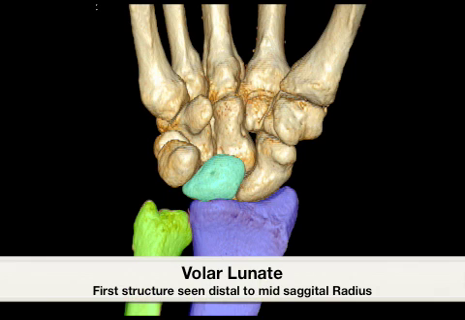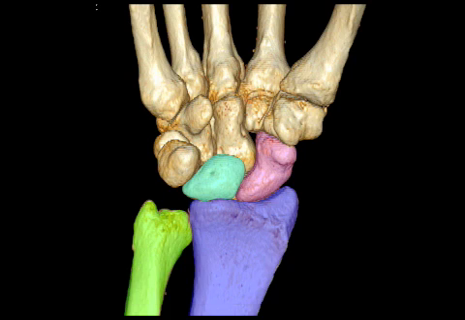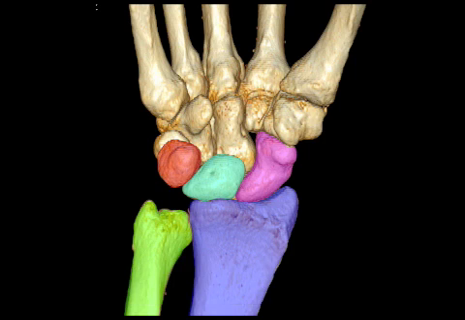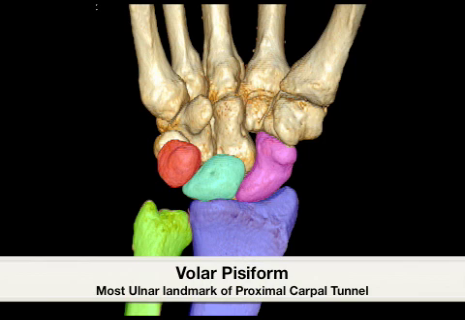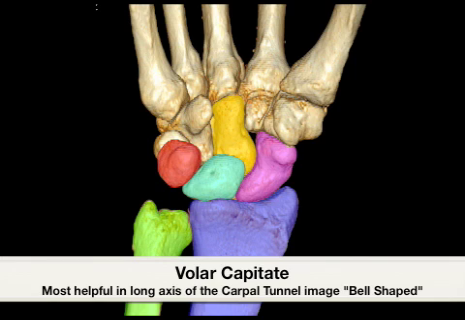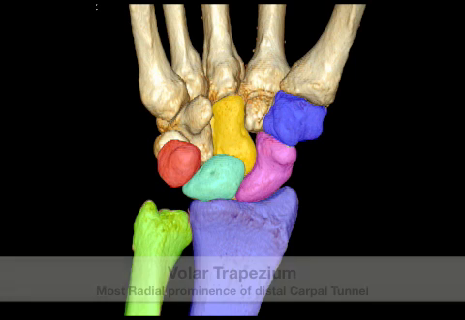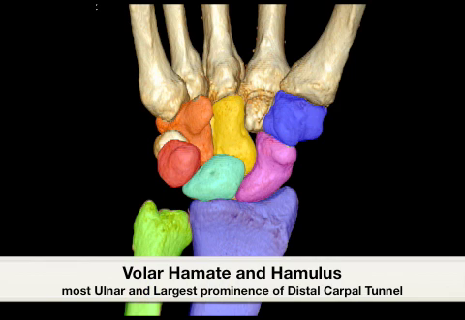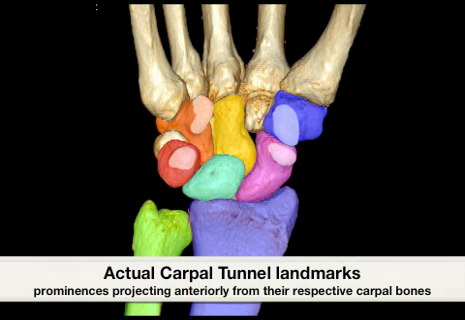Highlighted in light blue would be the volar lunate. Highlighted in purple would be the volar scaphoid. Highlighted in red is the volar pisiform. In orange, we have the bell-shaped capitate bone. Blue is the volar trapezium bone. In orange is the volar hamate and hamulus landmarks.